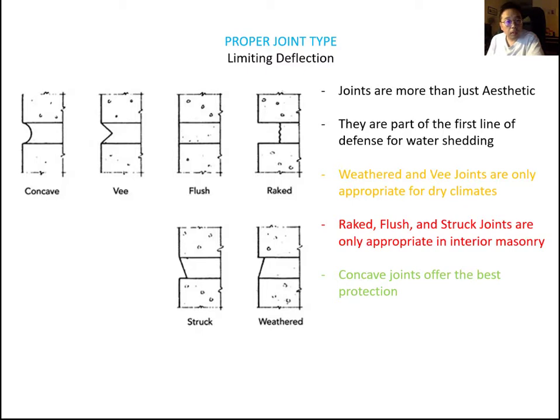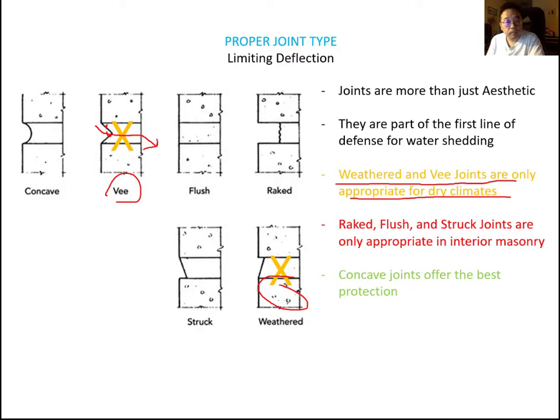So I have a few different joint conditions here. The first one, we can talk about the V shape and weathered shape. In this case, weathered and V joints are only appropriate for a dry climate. If you have lots of water, water tends to stay in this condition. When water stays, it's easy for water to get into your space.